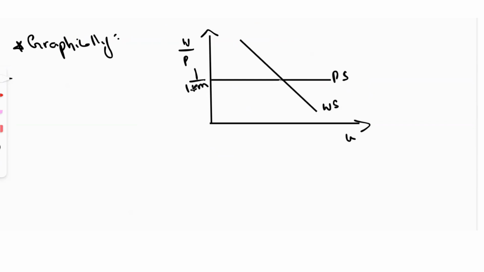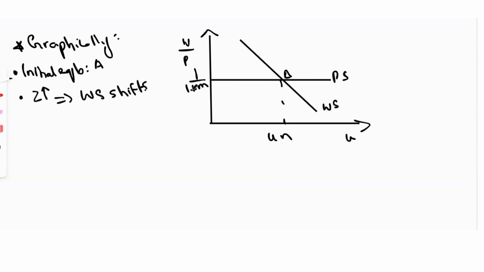We know it's horizontal. This was our initial equilibrium A, where WS and PS intersect, the equilibrium real wage is 1 by 1 plus mu, and the equilibrium unemployment rate is U. Now what happens is, as Z increases, we know that causes WS to shift upwards. When Z increases due to an increase in unemployment benefits, workers have more bargaining power, so for any given level of unemployment rate they demand higher wages.